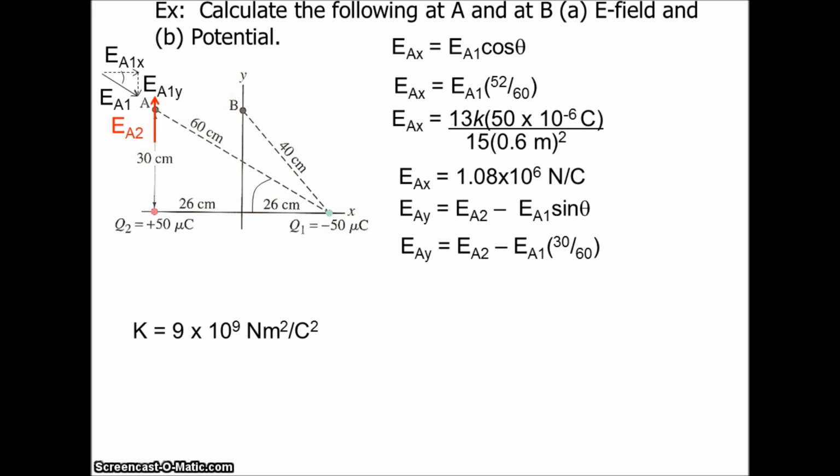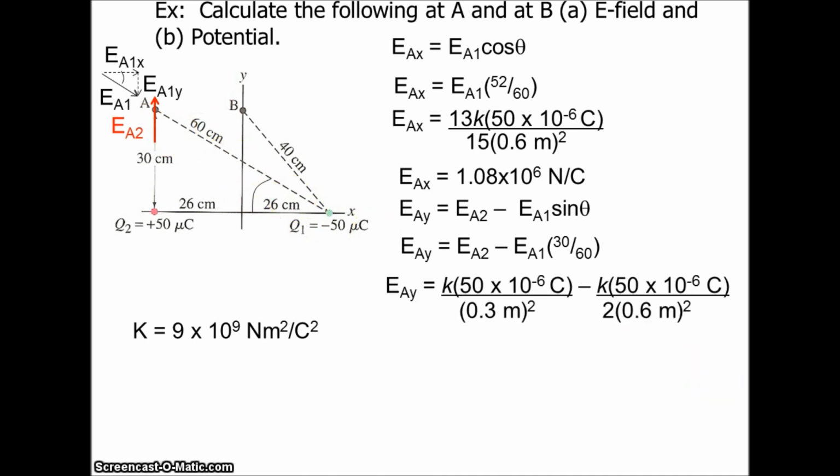And then, of course, how do I find the E field? Well, for E field of 2, that's going to be KQ over R squared. And then EA1 is going to be KQ over R squared. The 30 over 60 simplifies to 1/2. I didn't put the 1 here, but you can see the 2 down in the denominator. And now simplifying, I get 4.37 times 10 to the 6 newtons per coulomb.